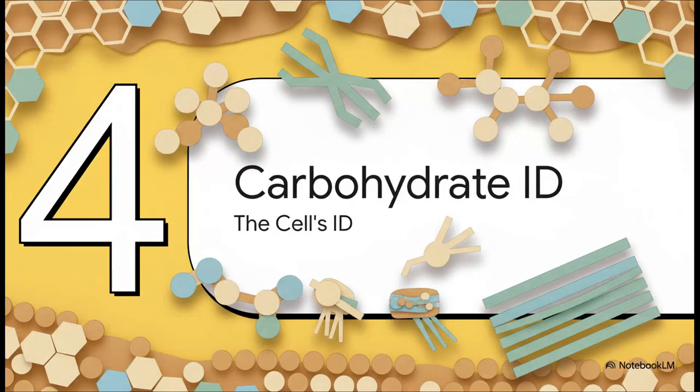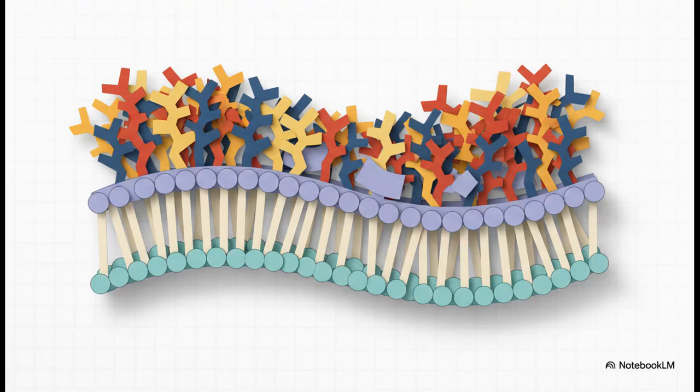All right, let's move to section 4, carbohydrates, the cell's ID. Carbohydrates make up the absolute smallest percentage of the membrane by weight, just about 2 to 10%. But they follow a very strict geographical rule in cellular biology. Carbohydrates are always, without exception, found exclusively on the exterior surface of the cell. They attach to proteins to form glycoproteins, or they attach to lipids to form glycolipids. Together they create this dense, sugary coating all around the cell known as the glycocalyx.